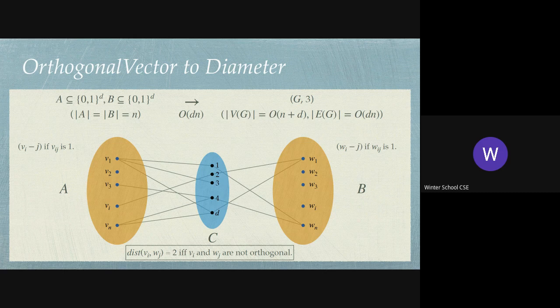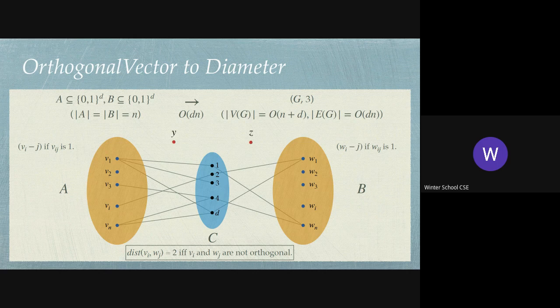Sorry, it is not Vi minus A. It is just that you put an edge from Vi to j if the jth coordinate of Vi is 1. Sorry, I agree, it's a bit confusing. So I was saying that on this graph, now we will make some modifications in such a way that the distance of any pair, except those which are orthogonal, will be at most 2.